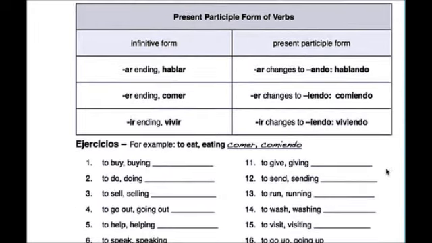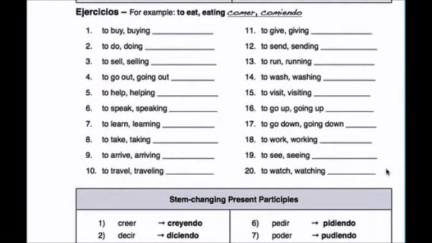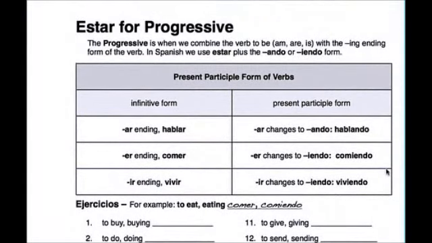Bajar becomes bajando. Bajando. Right? To go out, ¿cómo se dice to go out? Salir. And salir becomes saliendo. Right? So those are going to be the ing ending form of the verb.